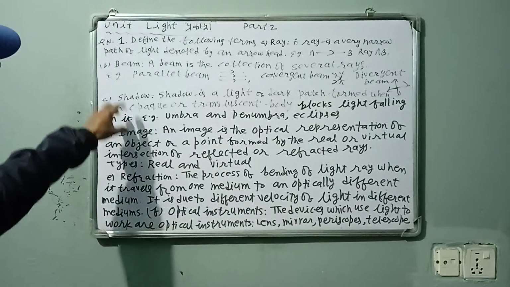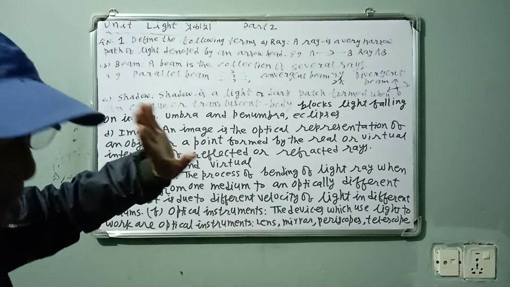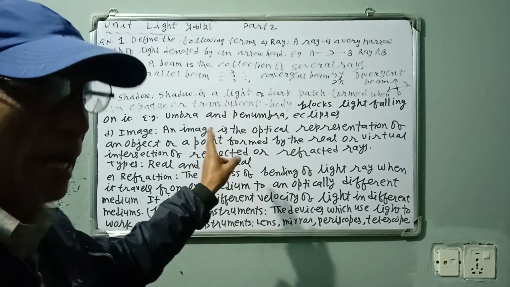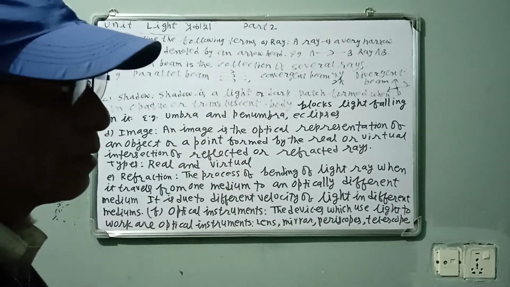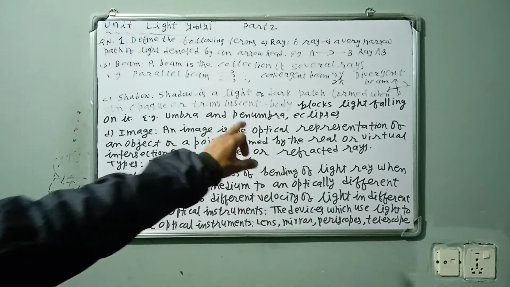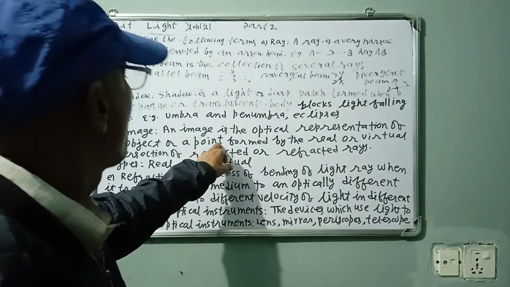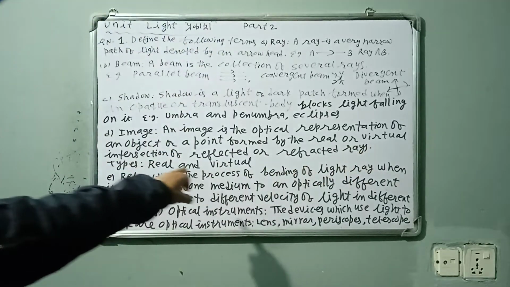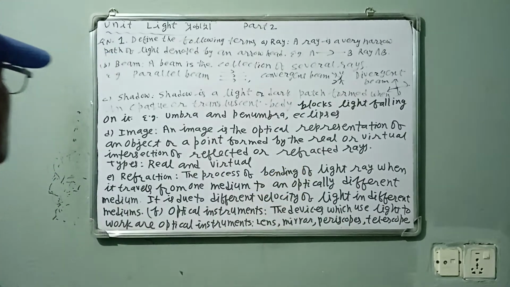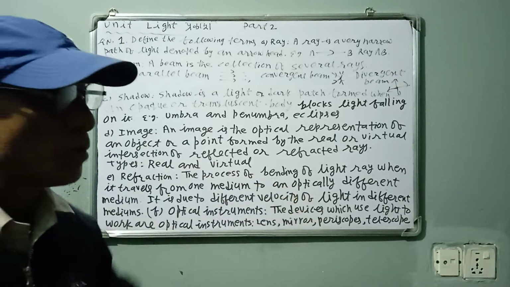Image. Shadow and image are completely different. A shadow does not resemble the object, but the image of a body, an object, animal or any living or non-living thing resembles it. जस्ताको तस्तै हुन्छ. So, an image is the optical representation of an object or a point formed by the real or virtual intersection of reflected or refracted rays. There are two types of images, real image and virtual image.